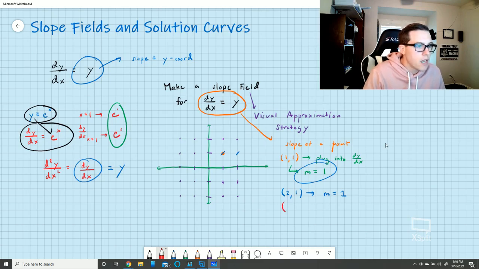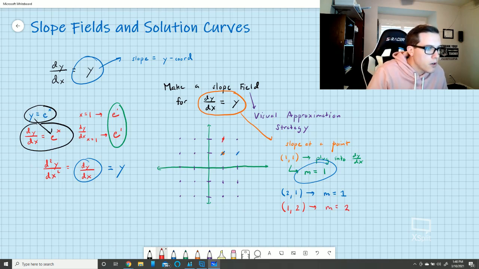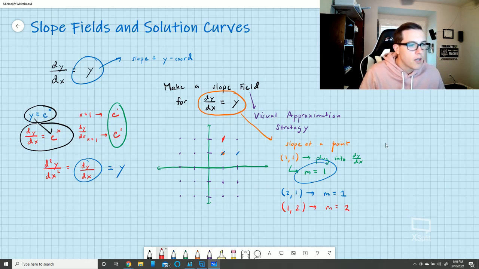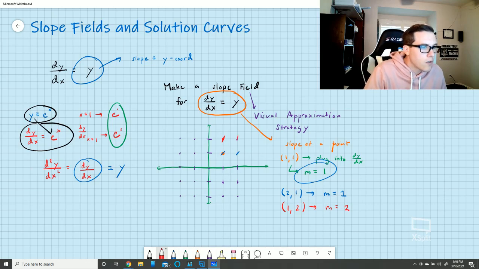What about the coordinate (1, 2)? If the original function went through the coordinate (1, 2), this one, what would its slope be? Well, plug the coordinate into the differential equation, and you get a slope of 2, which means it would be steeper. And that's really all I need to see. I want you to show me that it's getting steeper. Same thing at this coordinate, this coordinate, and this coordinate.